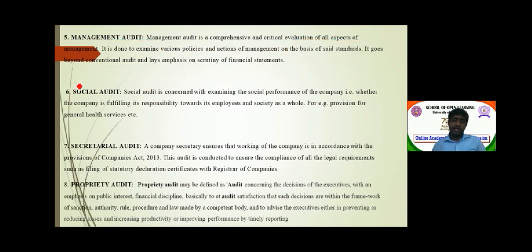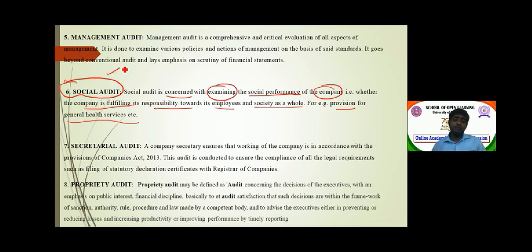All right. Then the next is social audit. Now, what is social audit all about? Social audit is concerned with examining the social performance of the company. That is, whether the company is fulfilling its responsibility towards its employees and society as a whole or not. Let's say, for example, provision for general health services is an example of social welfare or the social performance of the company. The company must instill this in its environment or in its company's perspective.